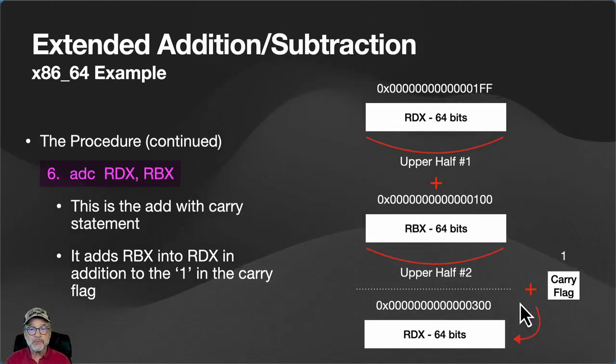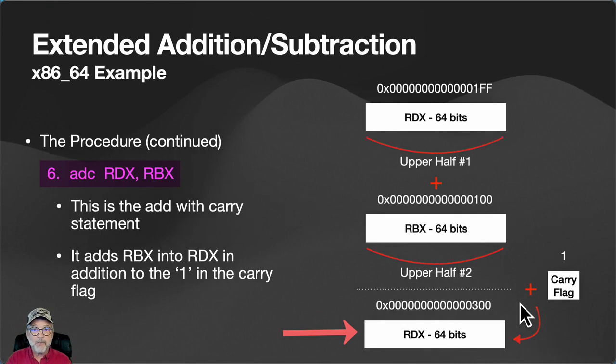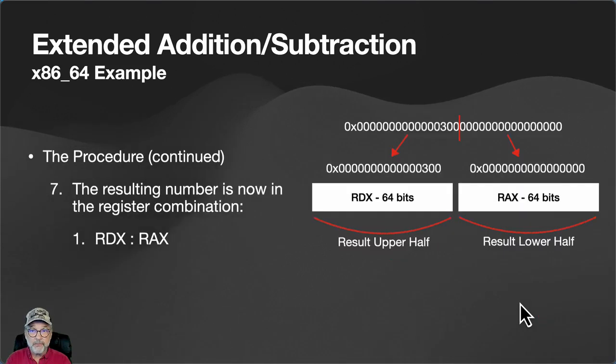So then what we do is we add with carry the top half. We add RBX to RDX plus the value in the carry flag, because that was the overflowed result from the lower half addition. So that adds RBX to RDX, and then the 1 from the carry. And so we get that larger number, 300. The resulting number is now held in RDX and RAX.